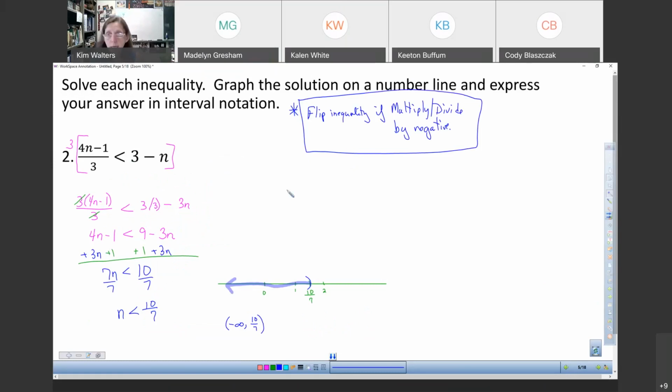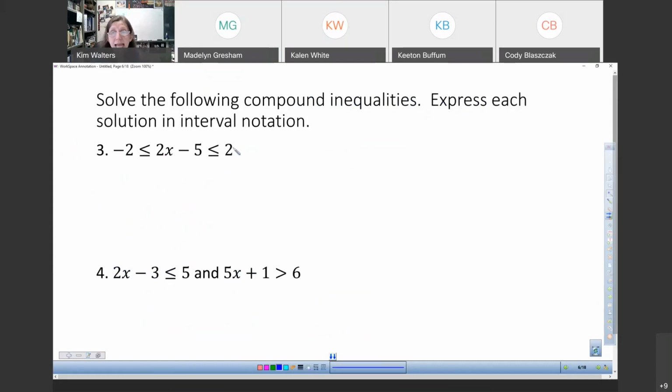Okay. These next problems are what we call compound inequalities. The reason we call them compound inequalities is because I have multiple statements somehow, some way. In problem number 3, I have one big long inequality, but it has two inequality symbols. In number 4, I have two separate statements connected with a conjunction, which we'll talk about in a second.